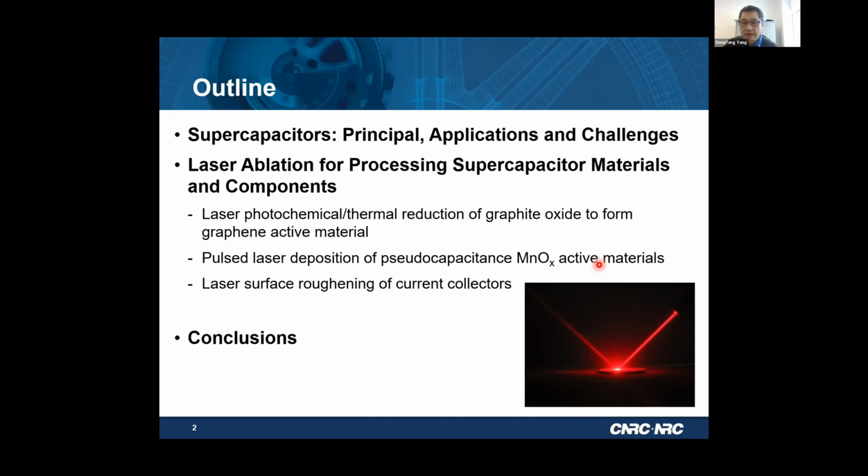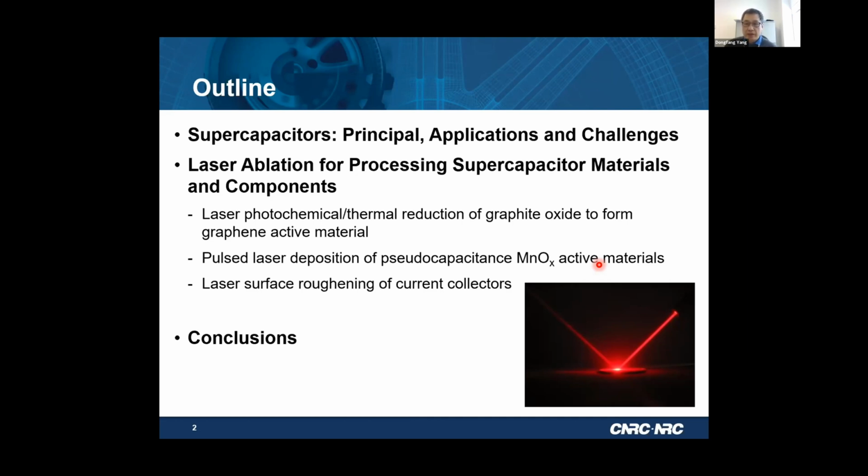The first example I want to give is to use laser photochemical and photothermal reduction process to convert the graphite oxide to graphene, and use graphene as active electrode material for supercapacitor. The second example I want to show you, we can use a laser to deposit thin film of pure phase, pure oxidation state of manganese oxide.